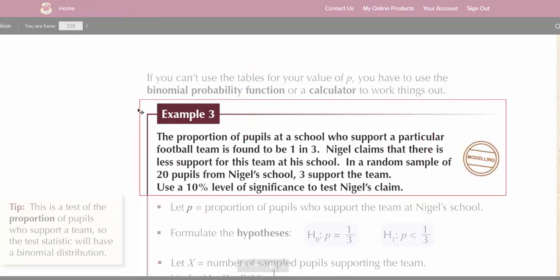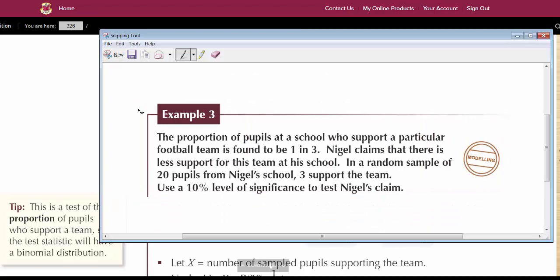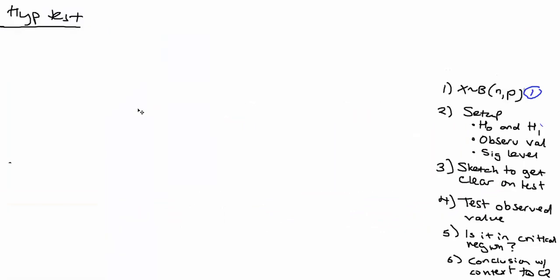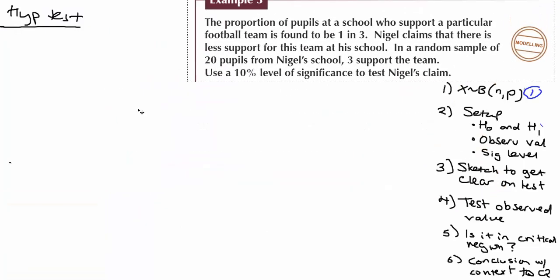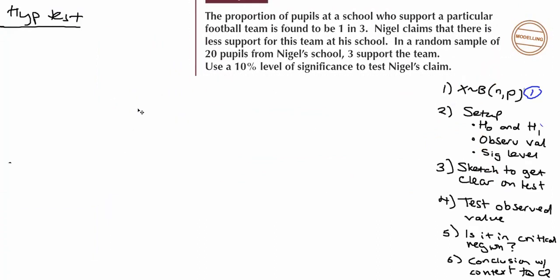Example 3. 10% significance, okay, let's have a look at this. The proportion of pupils in a school who support a particular team is found to be 1 in 3. That's going to be our P, so P equals 1/3. Claims that there is less support.